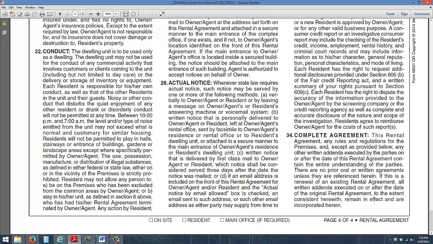So if you have any questions about your rental agreement, then this is the best place to look initially, or you're more than welcome to contact our office and we're happy to go over it with you.